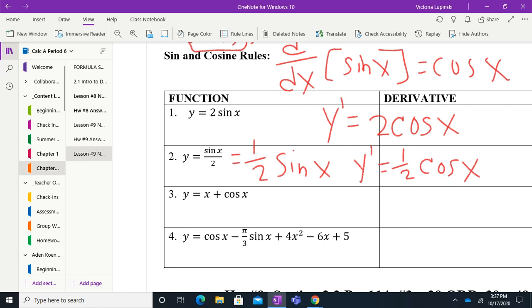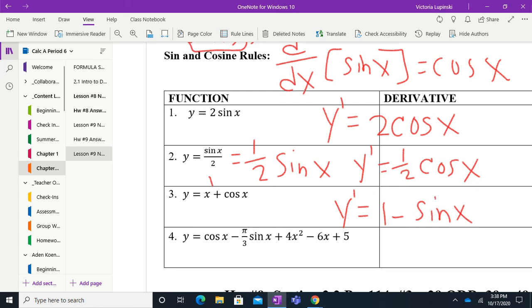Here in number 3, remind yourself that this is x to the first. As you now go to take the derivative of x to the first, you would bring down the 1. The x would go to the 1 less power, which would be 0. So the derivative of 1x is just 1. The derivative of the cosine of x is the negative sine of x. So your answer here would be 1 minus sine of x.